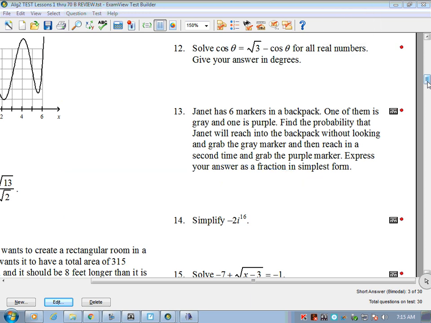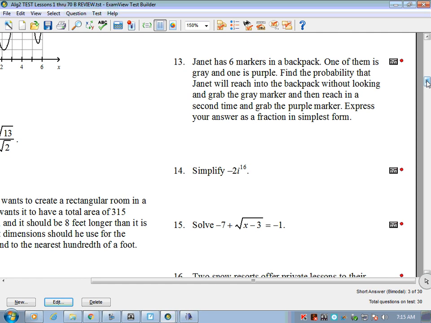Okay, Janet. Let's see. Janet has 6 markers in a backpack. One of them is gray, one is purple. Find the probability that Janet will reach in the backpack without looking, grab the gray marker, then reach in a second time and grab the purple marker. Express your answer as a fraction in simplest form.